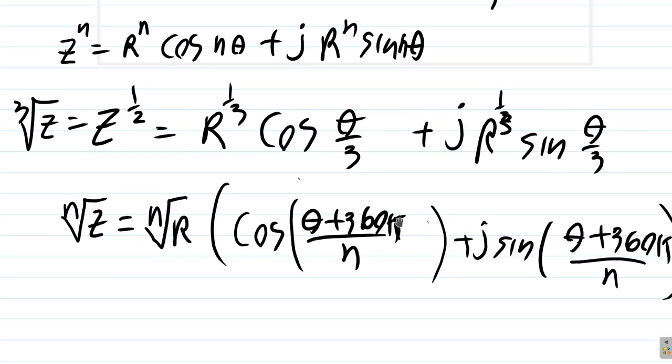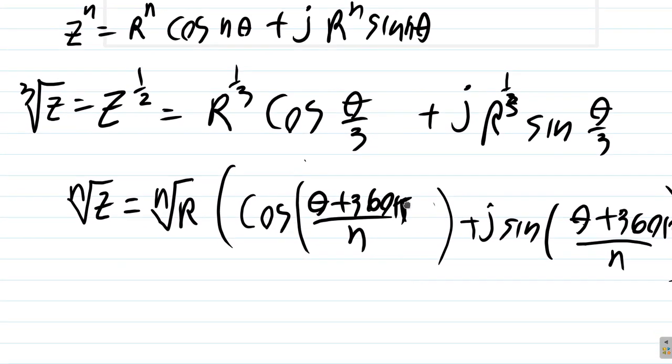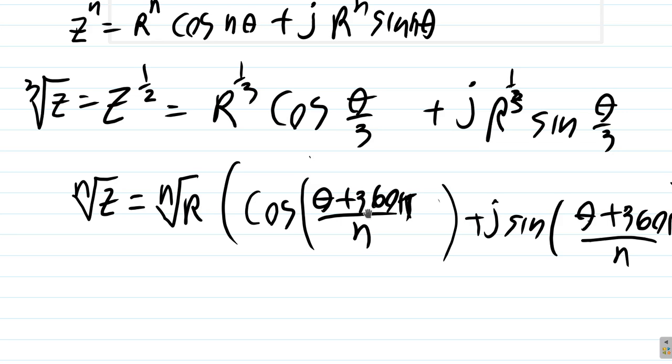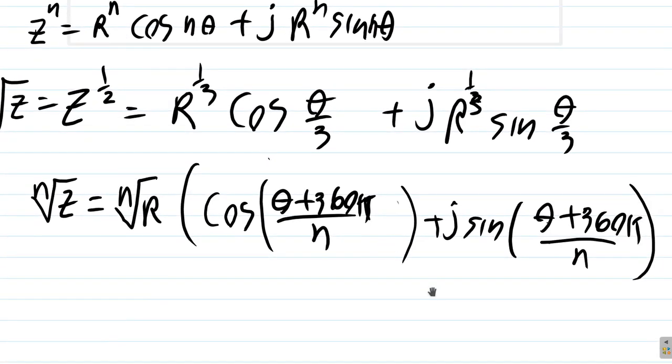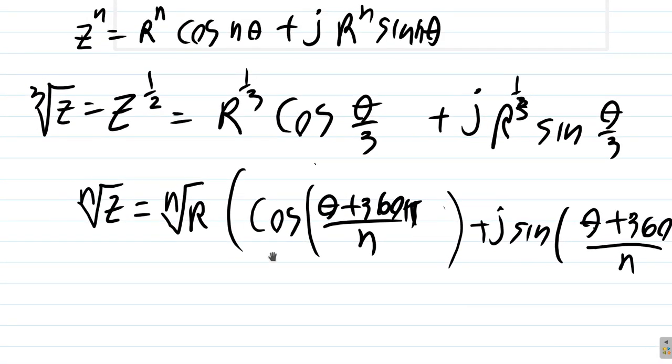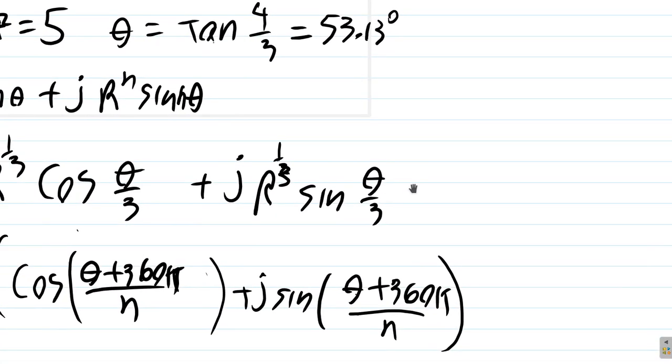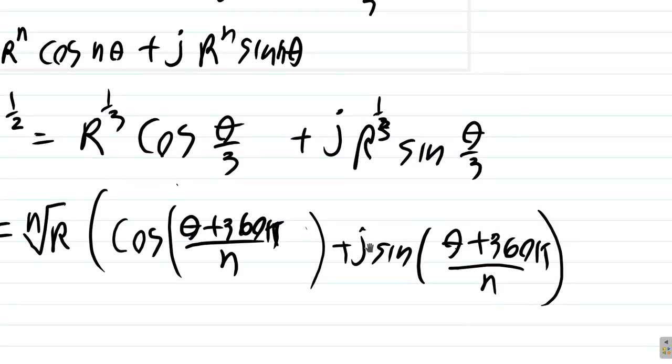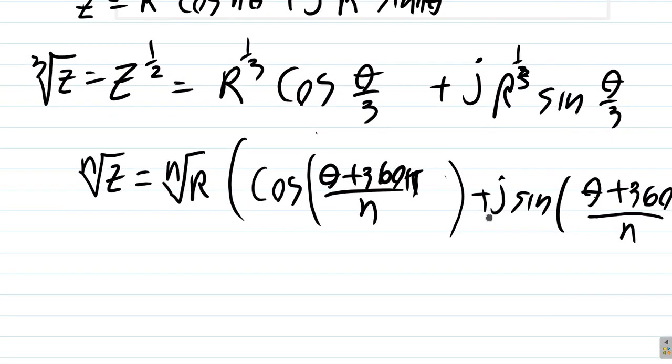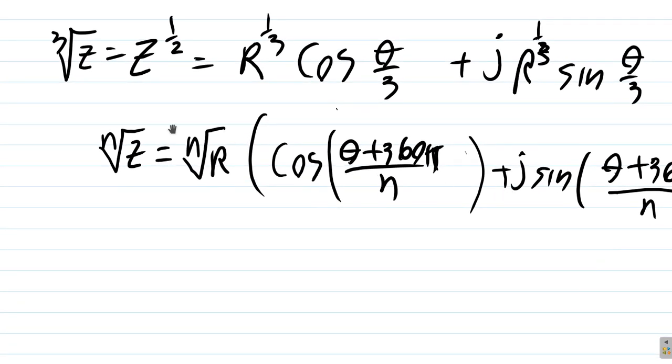Now, for the first root, k would be 0, so you don't have to use it. For the second root, k would be 1, and so on and so forth. That's the formula, but let's not concentrate on that formula. Let's do what we have to do here. Cube root. So let's say this is the cube root of z.